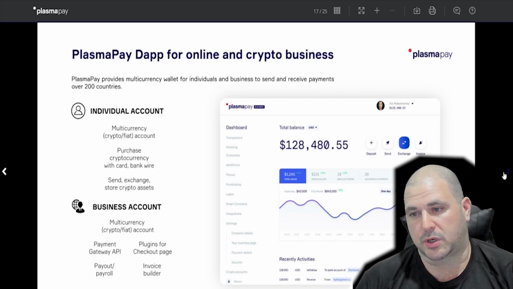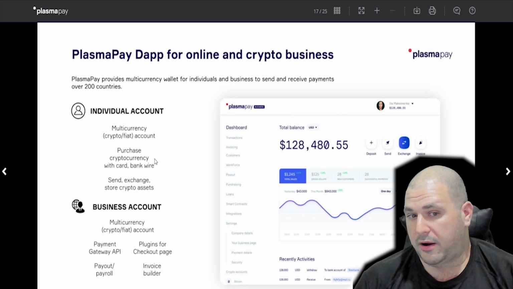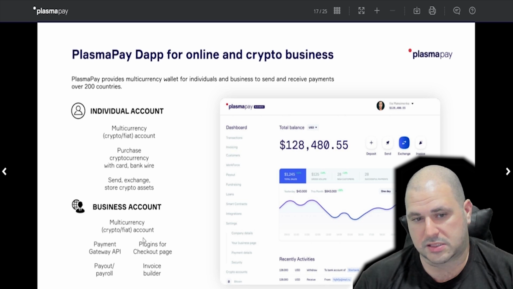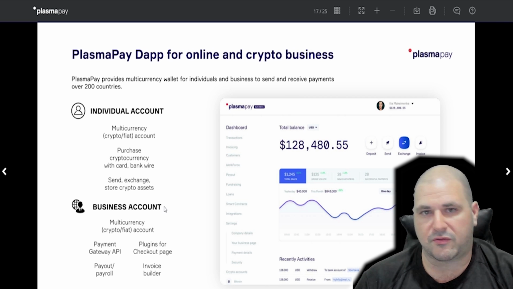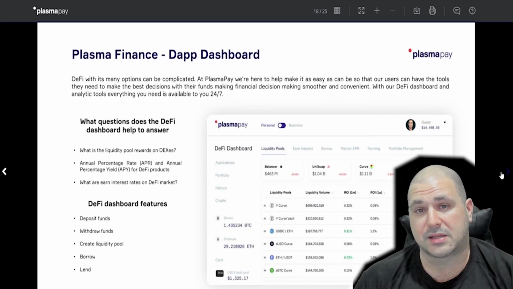Now, moving on, I just want to go over the main part. So this is what your DApp online crypto business side will look like. You have all your stuff here. You have how much money you have in your bank account balance, your SWIFT, your bank wire. Everything is all here. And as a business, you have your APIs, you have your invoicing. All of this is in one page. Nice, sleek, nice design, simple to use.